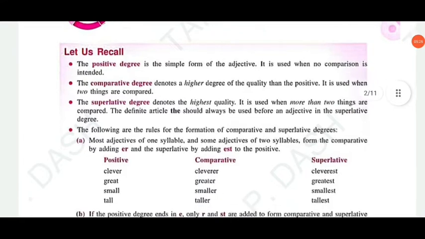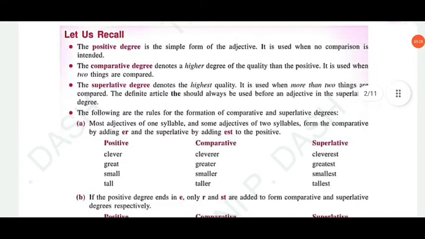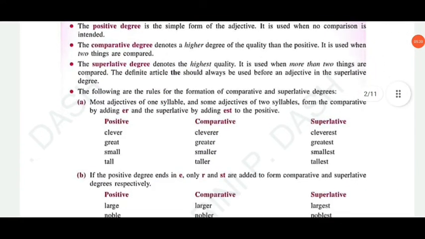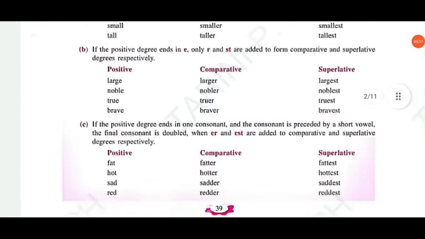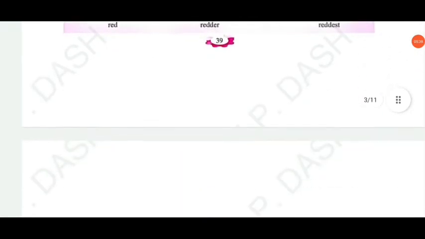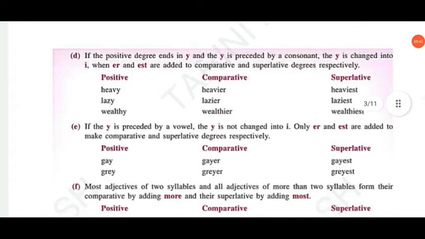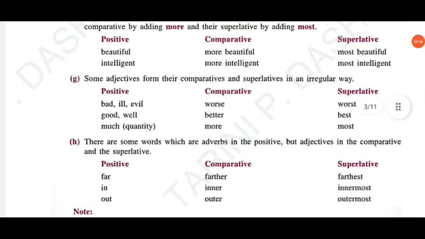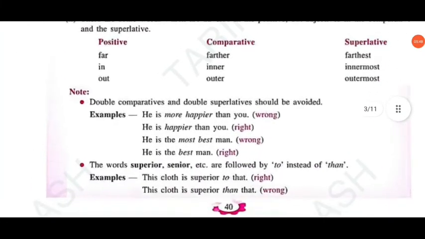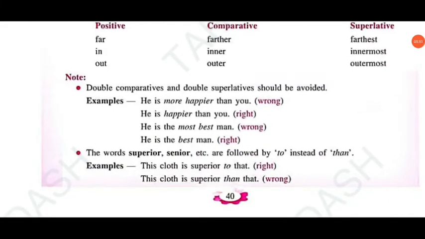Here some rules are provided. The following are the rules for the formation of comparative and superlative degree. You just have to remember all these: positive, comparative and superlative degree. Then double comparatives and double superlatives should be avoided, right? Double comparative: he is more happier than you. Here a comparison is already used in happier.